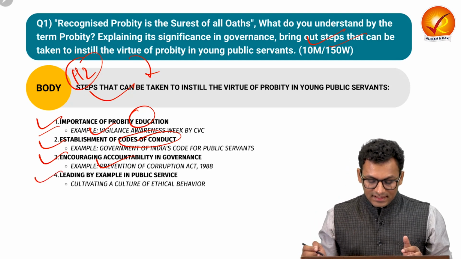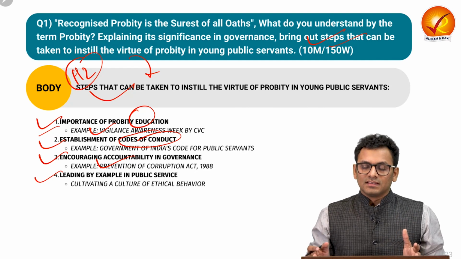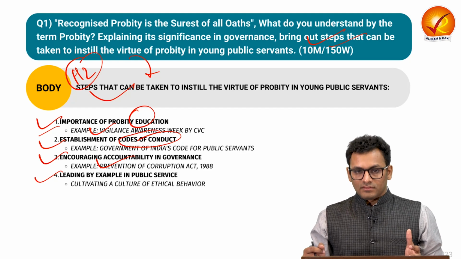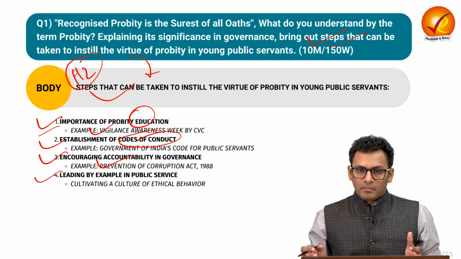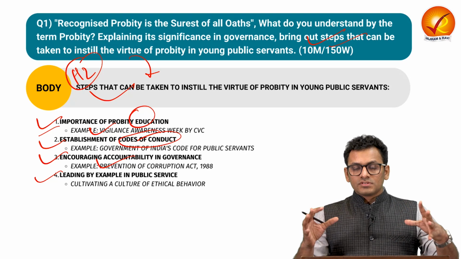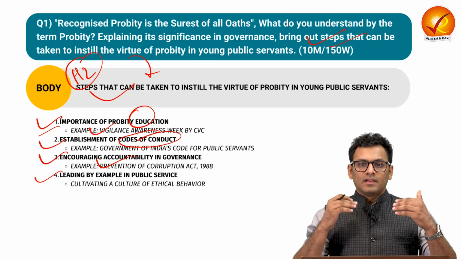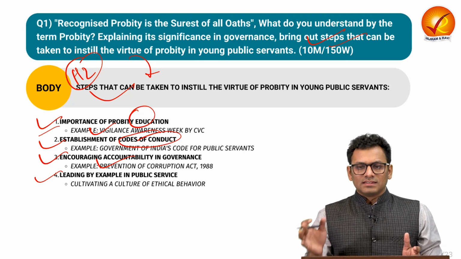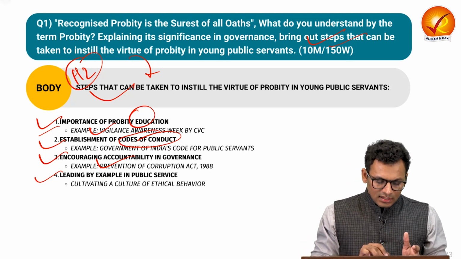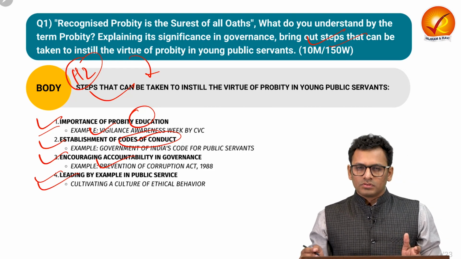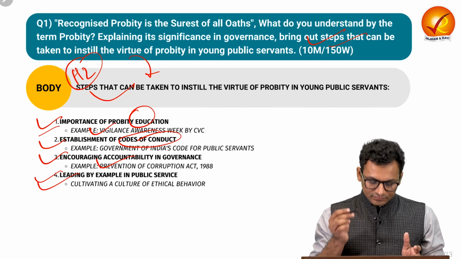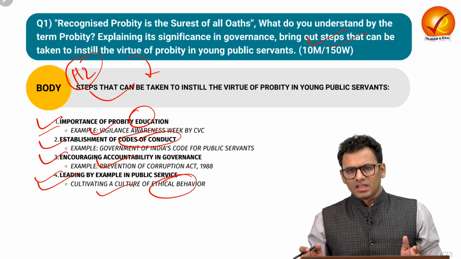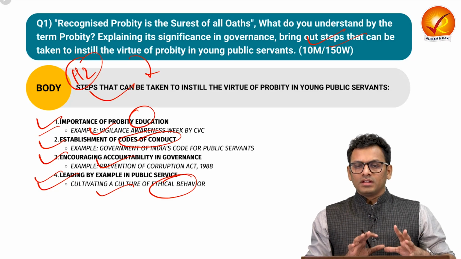The last is leading by example in public services. We have seen that leadership is a primary quality, a foundational value for a civil servant. Through leadership, they can ensure that whatever values they are practicing are also translated further to the junior level as well as to the entire institution, so that leading by example can help with the realization of probity in governance. Cultivating a culture of ethical behavior is one example of the same. Now that is there in heading 2 of the body, you can write.